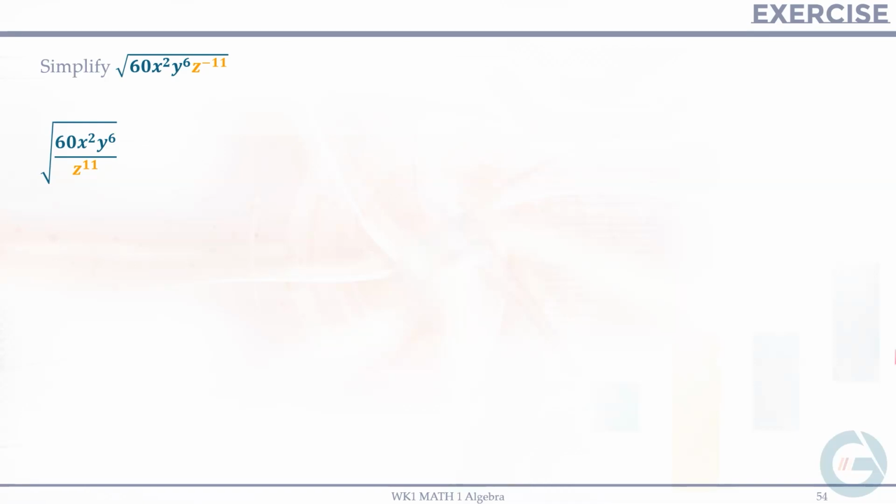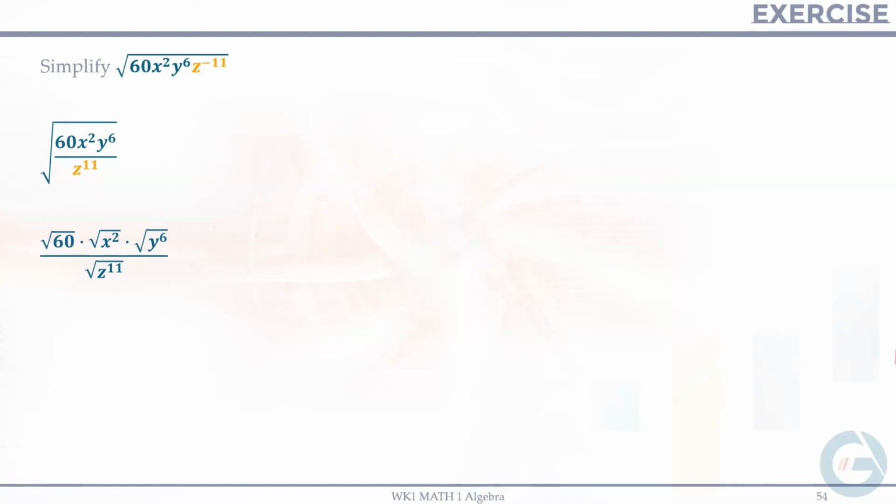Okay, so what's next? Take note, we can distribute the radical sign over multiplication or division. So let's distribute this radical sign. So we can express this expression in terms of square root of 60 times square root of x squared times square root of y raised to 6, divided by, of course, square root of z raised to 11. So we can distribute the radical sign over multiplication and division, but not over addition and subtraction. So take note of that.